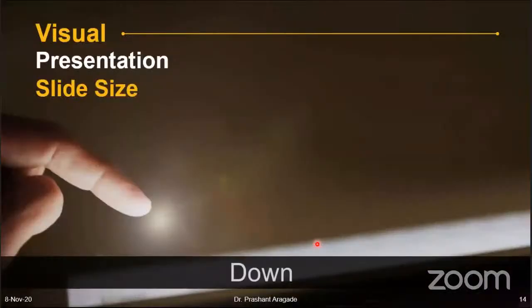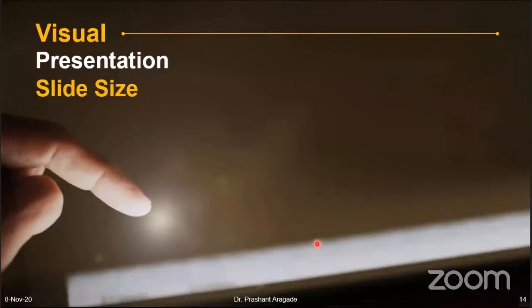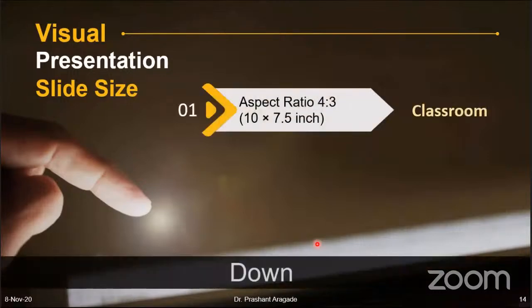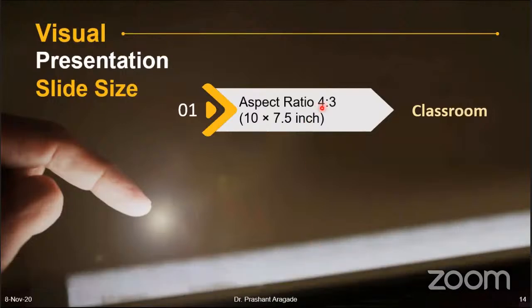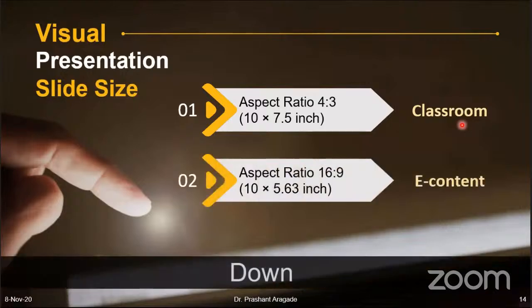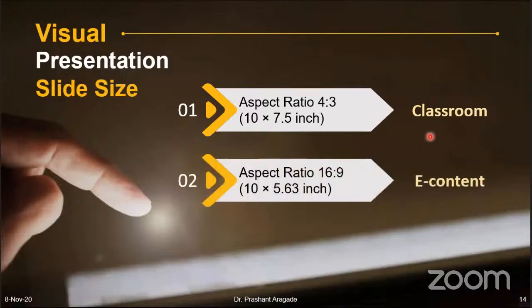Okay, next is the visual presentation slide size. Dear participants, the slide size is very important for creating e-content. Why? Because most PowerPoint versions give an aspect ratio of 4:3. That is suitable for classroom teaching. But if you want to create a video from your PowerPoint presentation, at that time you have to keep the aspect ratio of your slide at 16:9.